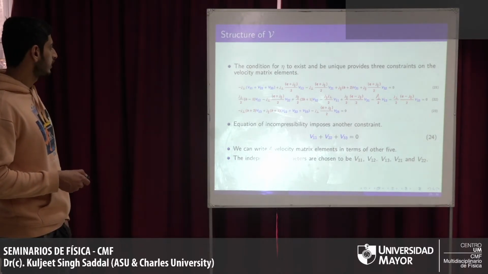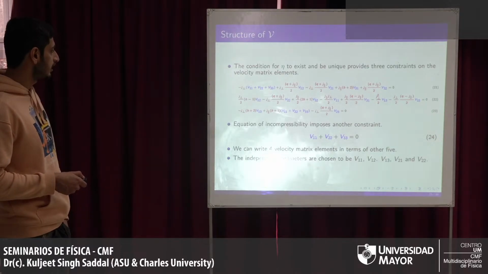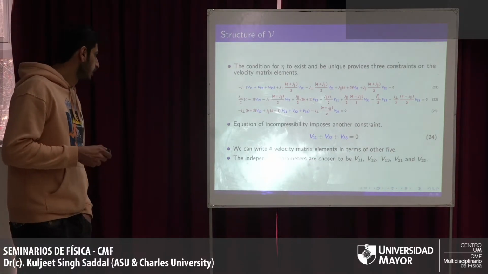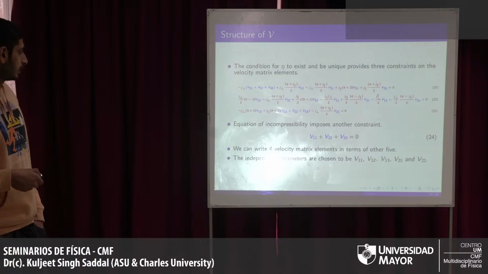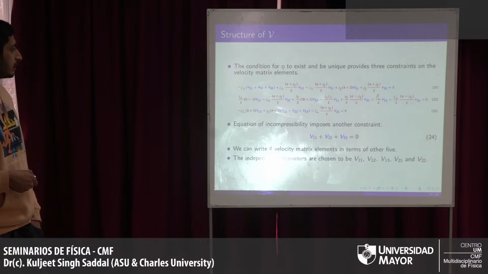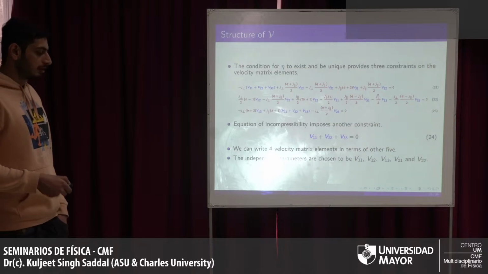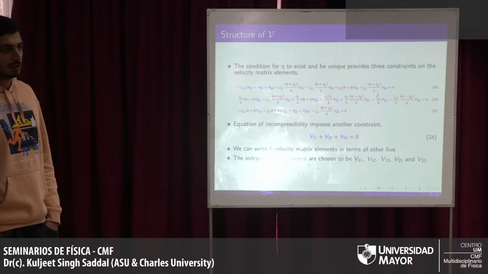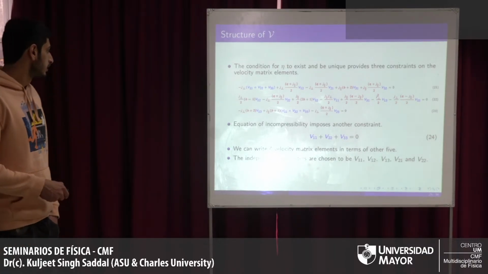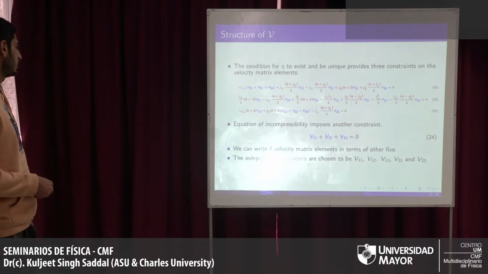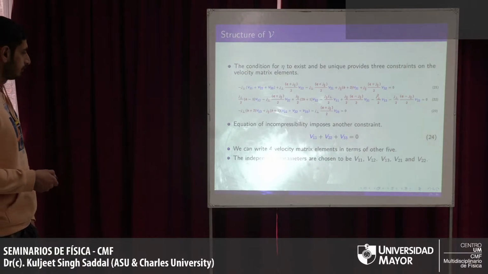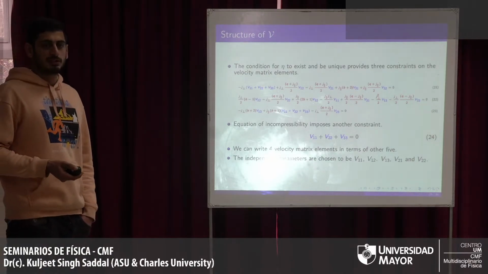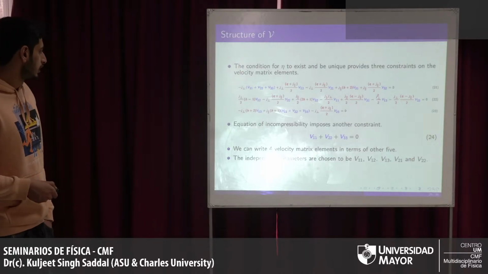So we get 3 equations from the resistivity which are linear in the velocity field components, and the equation of incompressibility, which we did not consider until now, imposes another constraint. So we have 4 constraints for 9 velocity matrix elements. That basically means that we can express 4 velocity matrix elements in terms of the other 5. So that's what we do.